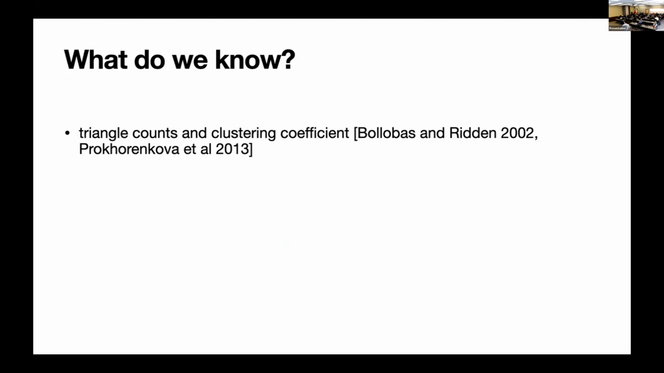If you go to the network science literature, you may have seen the term clustering coefficients. That's roughly the proportion of triangles out of all possible triangles. And since we can count triangles, we know quite a lot about the clustering coefficients as well.